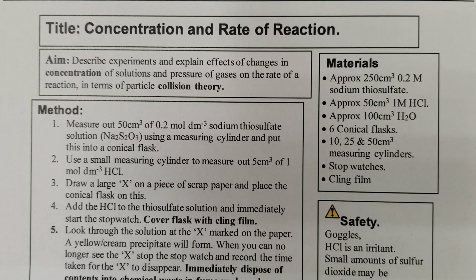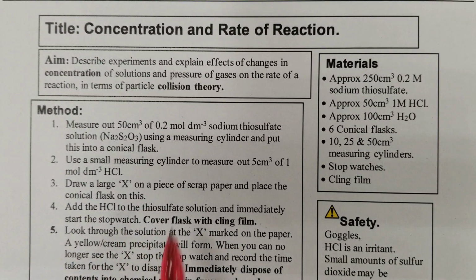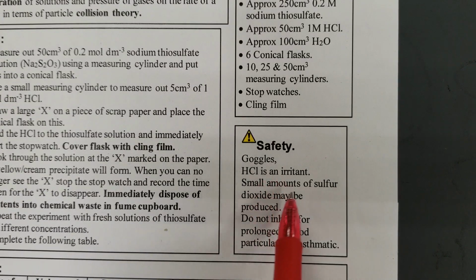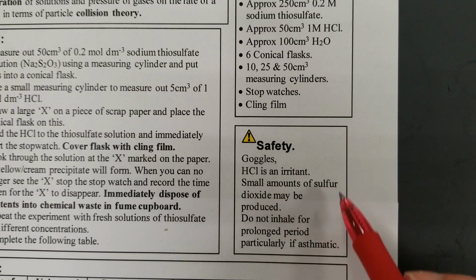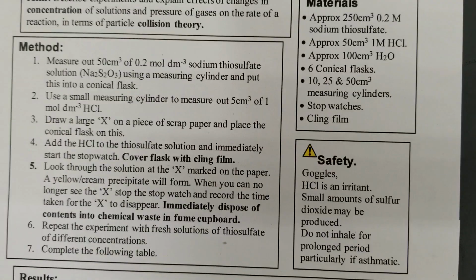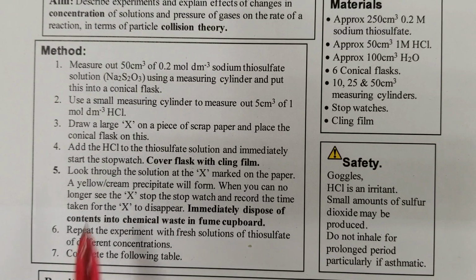So we will add the hydrochloric acid to the thiosulfate solution, start the stopwatch, and very importantly we will cover the flask over the top with some cling film or cling wrap. Now this is because when this reaction happens, sometimes we get small amounts of sulfur dioxide made, and that's that horrible sort of eggy smell. It's not nice, and it's not very good for you to breathe in. So the cling film is there to stop the gas coming out of the conical flask so that we're nice and safe.